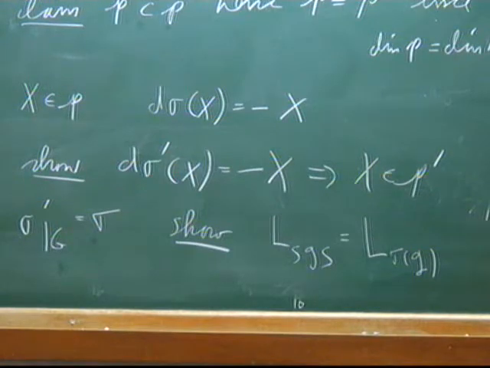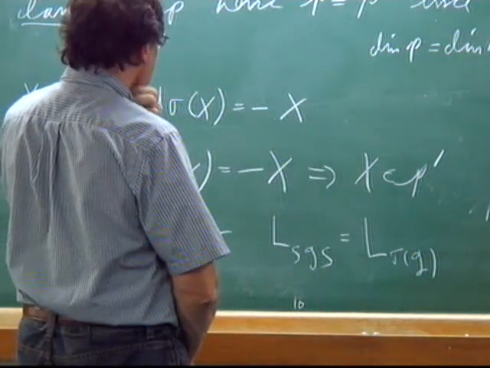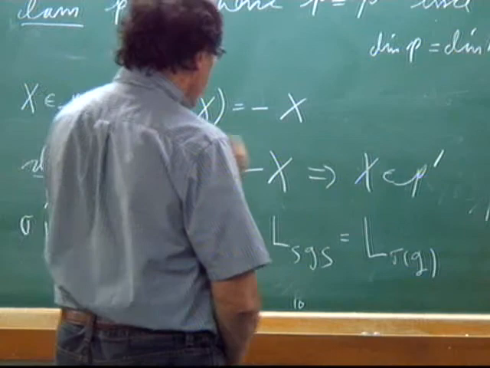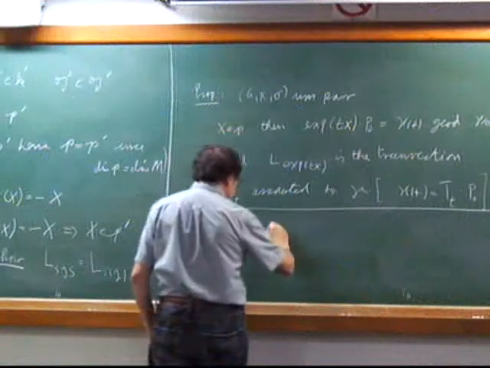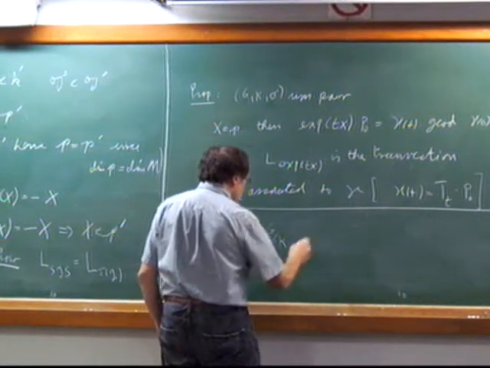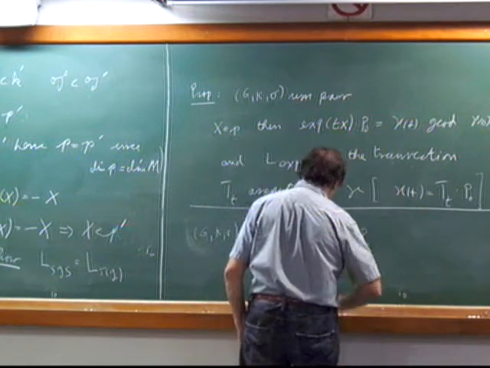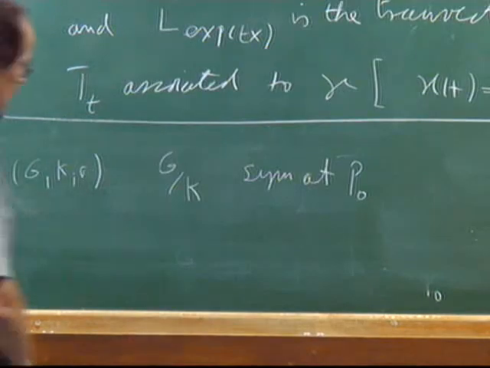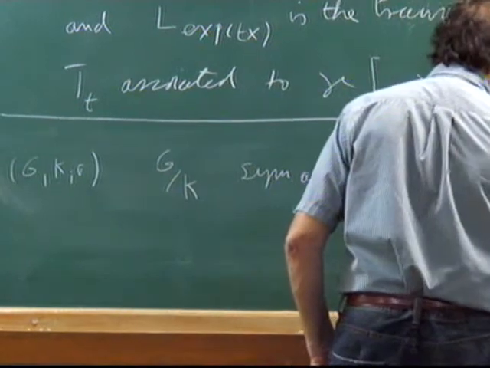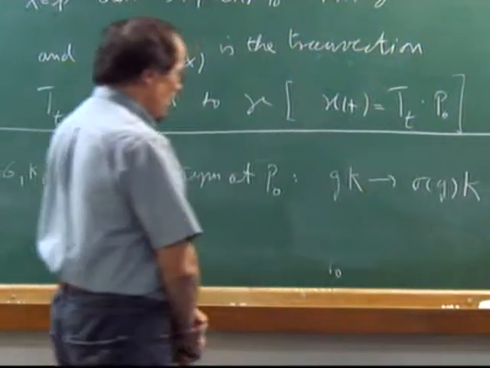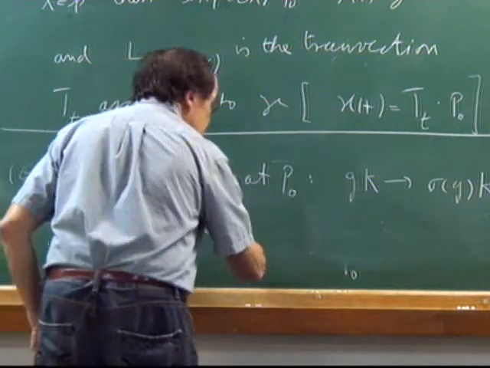So let's see. Why is this sufficient? Let's go back to our symmetric pair a little bit. So I have G, K, I have sigma. That defines G mod K, it's a symmetric space. And then what's the symmetry at P naught of that symmetric space? The claim was GK goes to sigma GK. So in other words, the symmetry at this point P naught is left translation by sigma G.